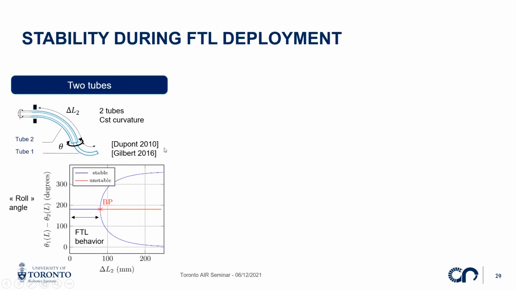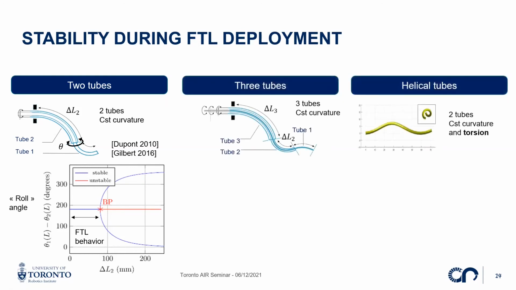So we know that we have this problem for 2-tube continuum robots composed of constant curvature tubes, and we can analyze it analytically. But with the same tools, we couldn't analyze the stability of robots composed of more tubes, like 3 tubes, or composed of these more complex helical tubes, which have constant curvature and constant torsion. And so that's where we came into play. We used our numerical method to analyze these two case studies.